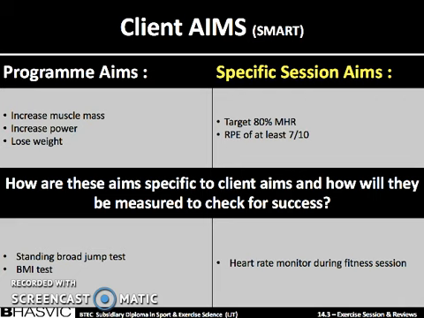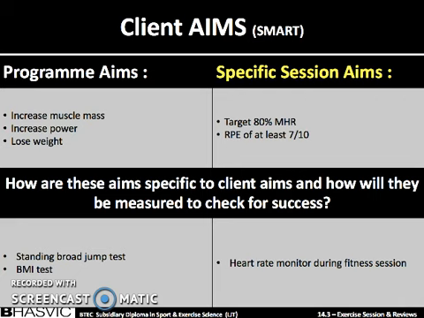Both of those targets are easily measured, so the RPE is just the rating that the client says themselves, with of course an explanation of the scale, and the maximum heart rate is easily measured using a heart rate monitor during the session. So that could be a watch or one that you strap around their chest.